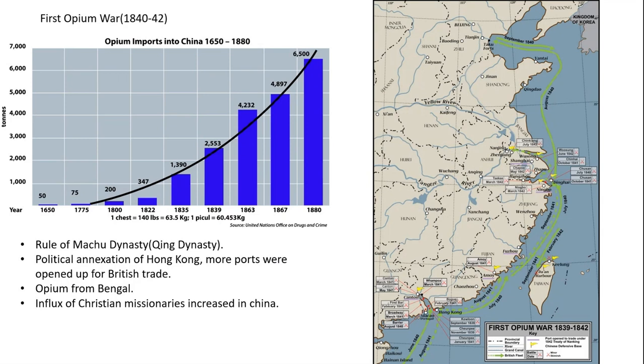So hello all. Today we will see the colonialism of China. What was happening in the early 19th century was that the Europeans were trading with the Chinese state.